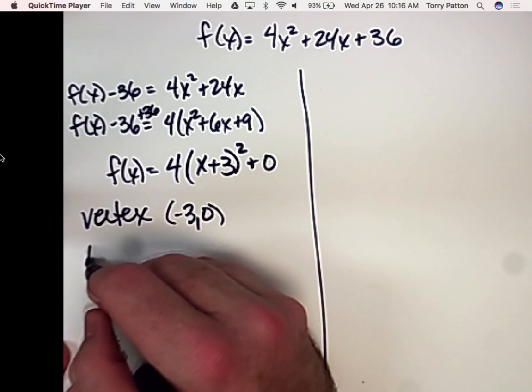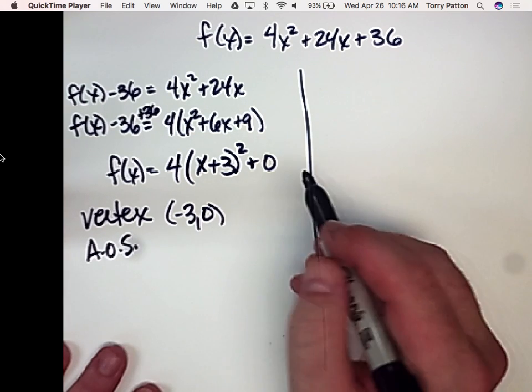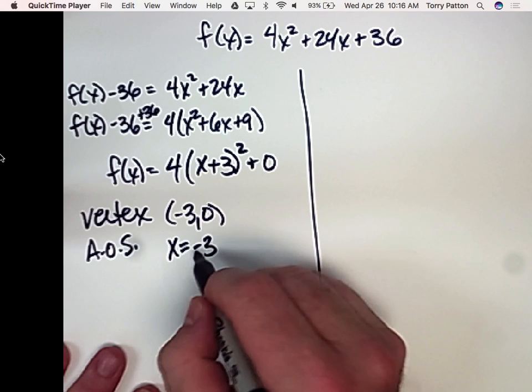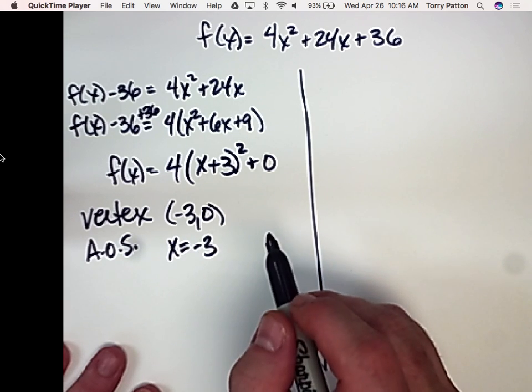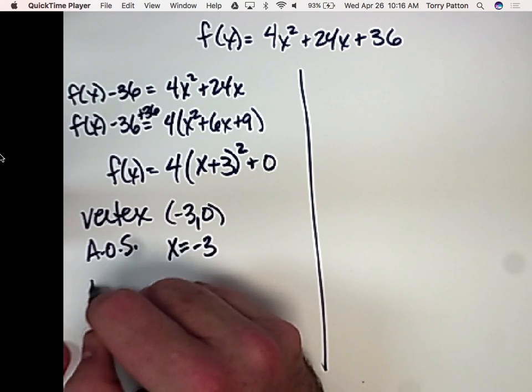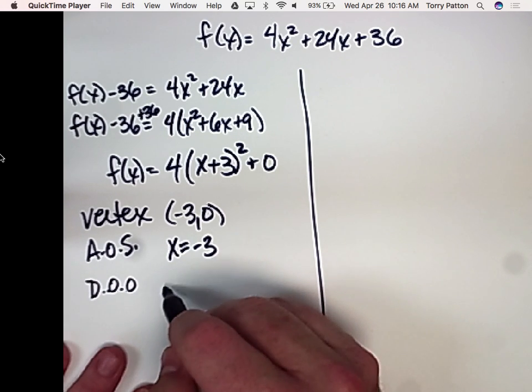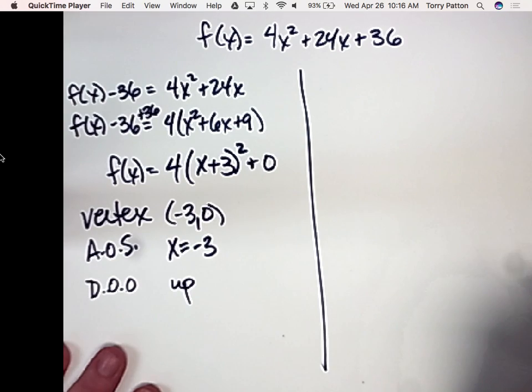Okay, what is the axis of symmetry? X equals negative 3. You got to give me the equation of the line. Negative 3 is just a number. Okay, and then direction of opening. Opens up because 4 is positive.